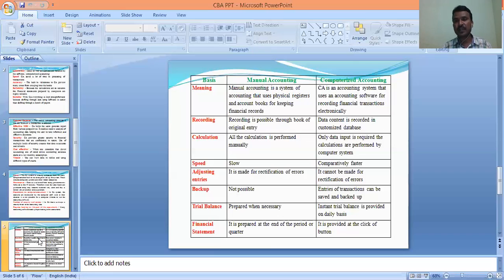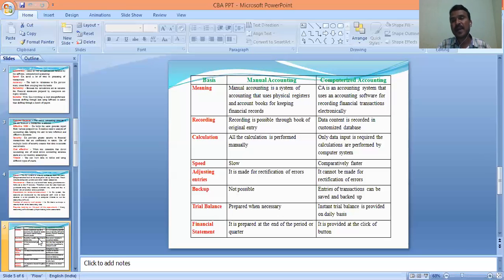But in computerized accounting, we do not need to wait one year. Whatever data is entered, up to that data we can prepare the profit and loss account, the trial balance, and different statements. We do not need to wait one year. Every day we can prepare our ledgers and our trial balance. These facilities are available in computerized accounting. This is a brief about speed. Simply in one word, manual accounting functions slowly.